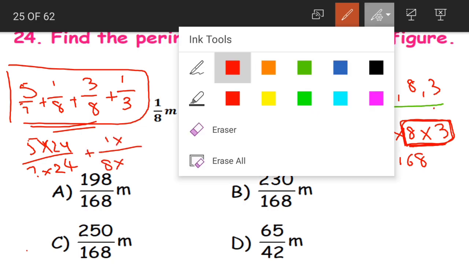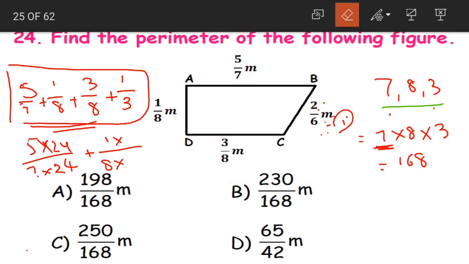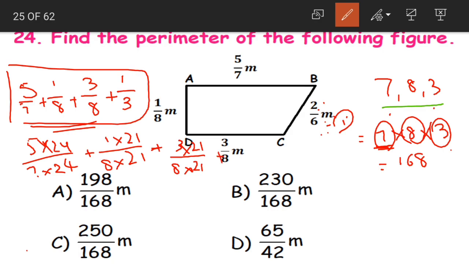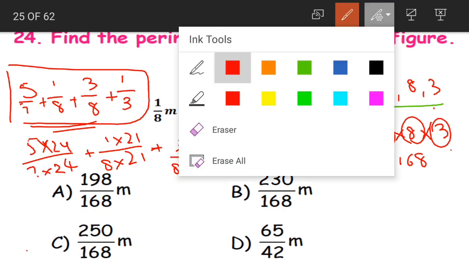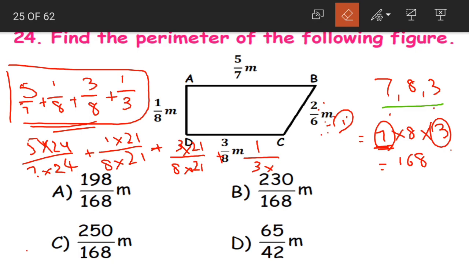Next, 8 should be multiplied by, let me erase this here. We already have 8. 8 should be multiplied by 7 into 3, that is nothing but 21. So multiplying the numerator also by 21, and again for 3 by 8, 8 into 21, plus the last one is 1 by 3. So for 1 by 3 here, yes, here we already have 3. 3 is to be multiplied by 7 into 8, that is nothing but 56. So 1 into 56 by 3 into 56.